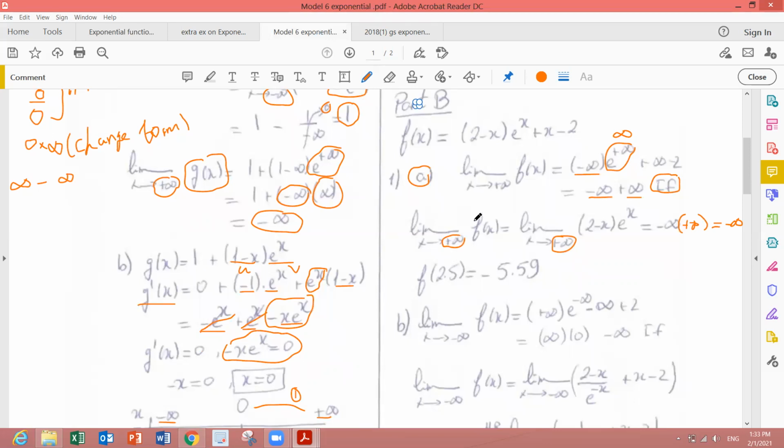f of 2.5, by using the calculator, it is a particular point used whenever we need to draw the curve, equals minus 5.59.